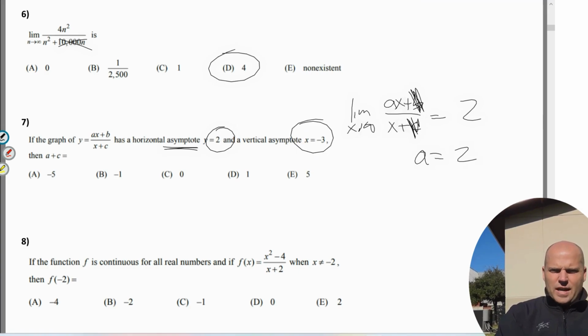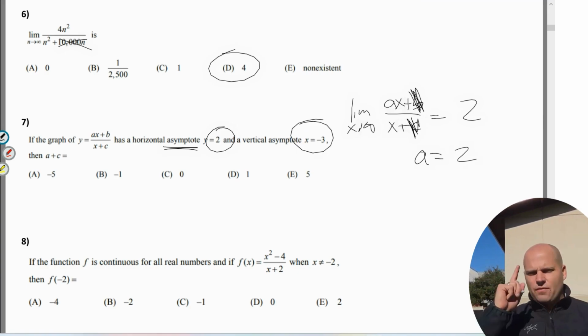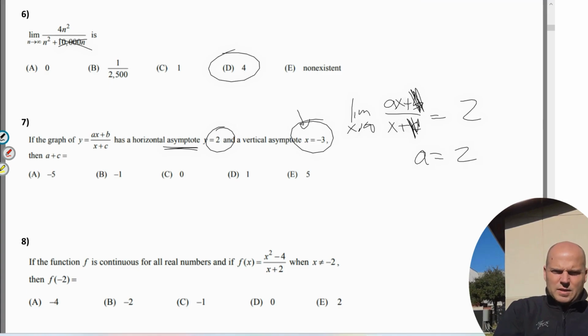I have a vertical asymptote. This isn't a vertical tangent, it's a vertical asymptote. Vertical asymptote, you should be thinking number over 0. If I plug in -3 as an x value, I should be getting a number over 0.